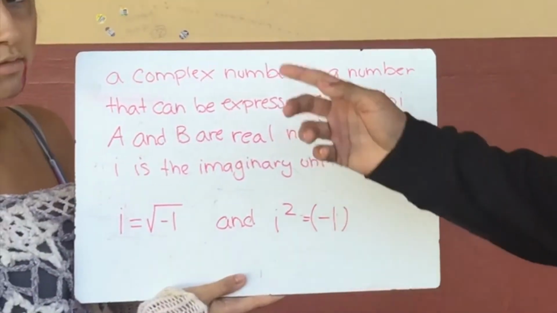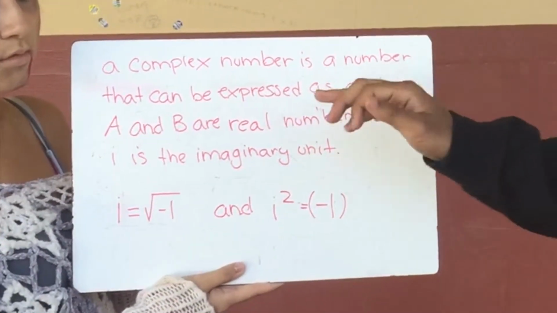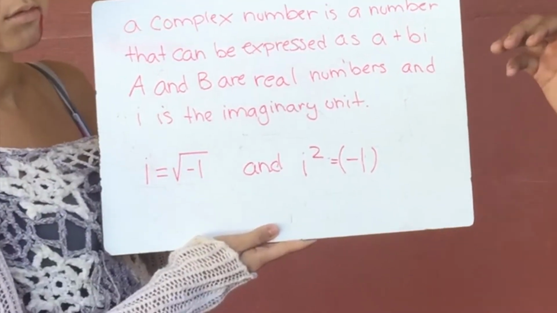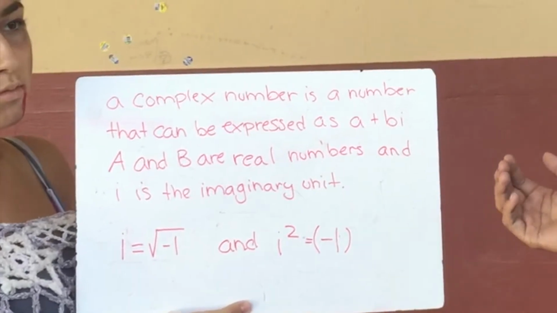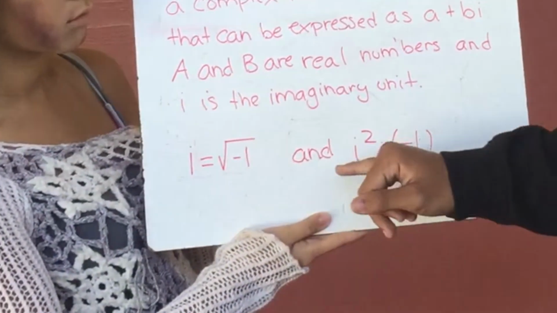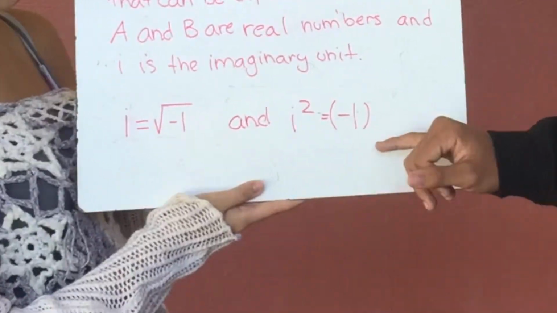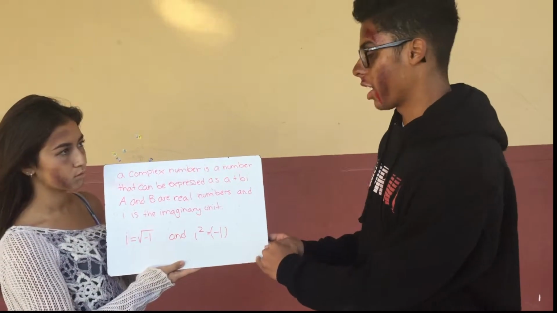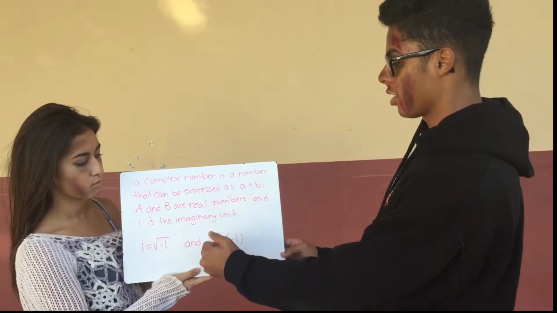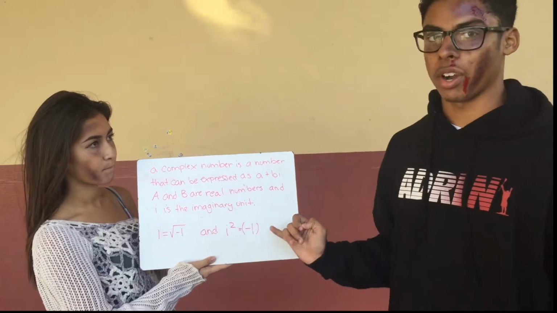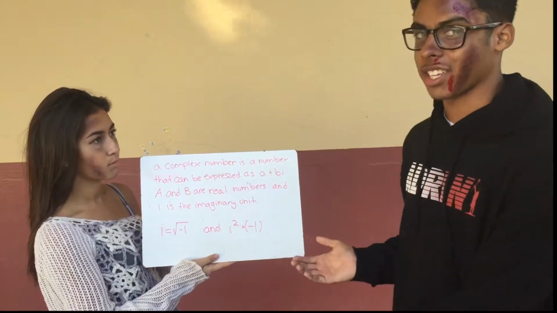So a complex number is a number that can be expressed as a plus bi. A and b are real numbers, and i is the imaginary unit. So i here equals the square root of -1, and i squared equals -1. So each time you see i squared, that automatically turns into -1. So if it's 6i squared, that'll turn into -6.